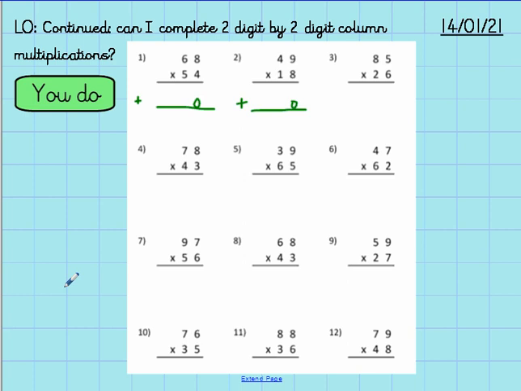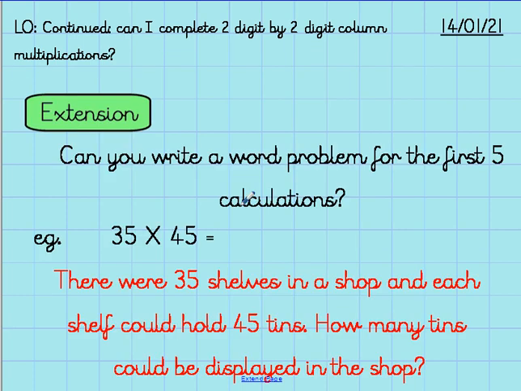Now, there is an extension, which is to write a word problem for the first 5 calculations, and here's my example. So if the first calculation was 35 times 45, the way you might ask that question is, there were 35 shelves in the shop, and each shelf could hold 45 tins. How many tins could be displayed in the shop? It may be that it was buckets of balls, so I had 35 buckets, and in each bucket were 45 tennis balls. How many tennis balls did I have altogether?